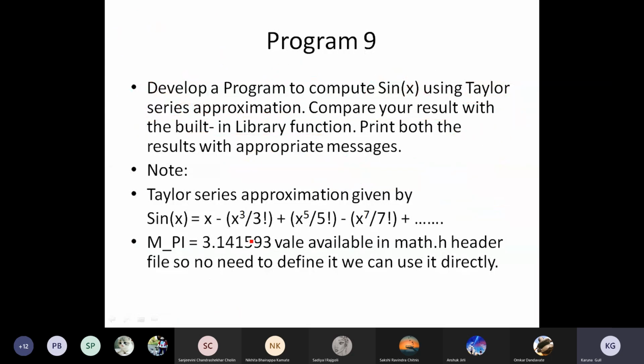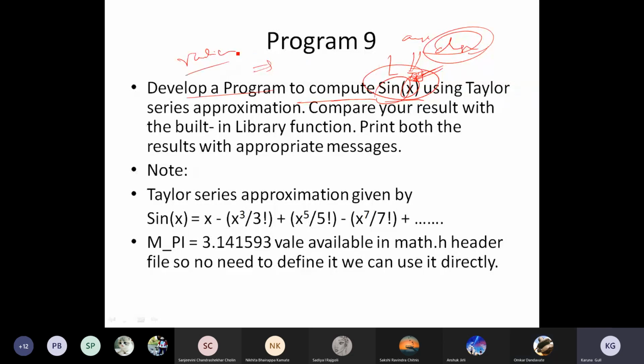Are you clear with the problem statement? Develop a C program to compute the sin x. We will be reading the value of x, this particular angle, in terms of degrees. But whenever it is given as an input for the sin x, is it in terms of degrees that you are supposed to provide? No, ma'am. What you're supposed to do? Convert into radians. Very good.